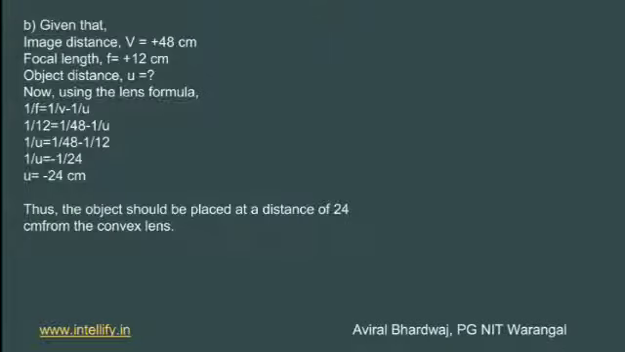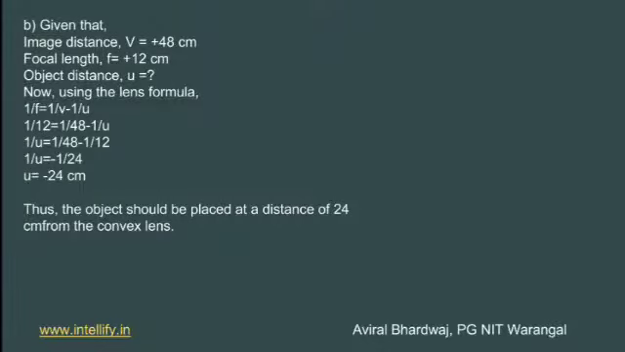And the next is a numerical. The given is image distance v = 48, focal length f = 12, and we have to find the object distance. Using the formula 1/f = 1/v - 1/u, we calculate 1/u by putting in the values, and u is -24 centimeters. So the object should be placed at a distance of 24 cm.